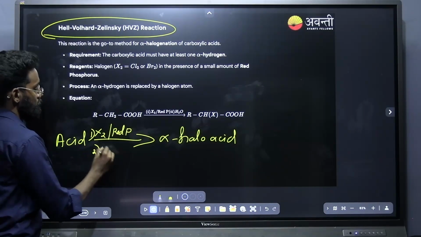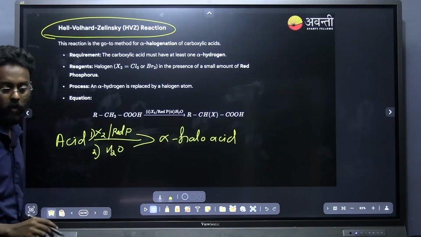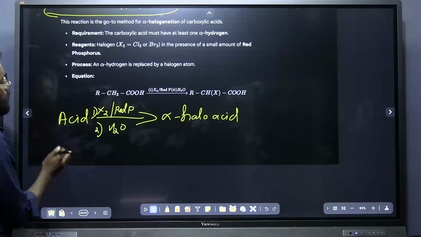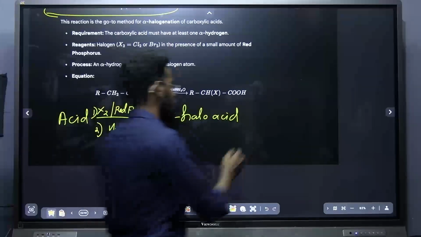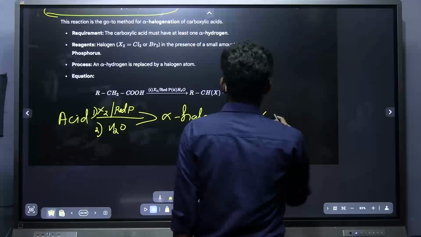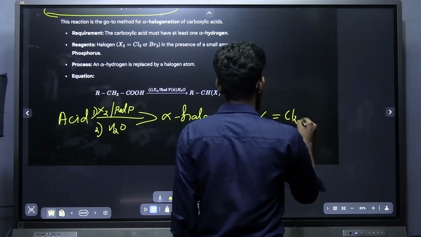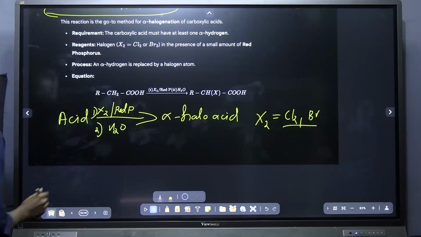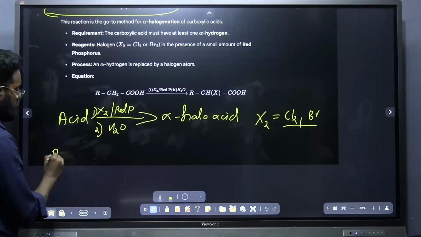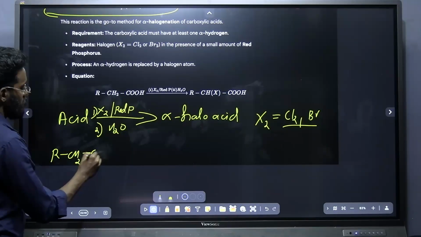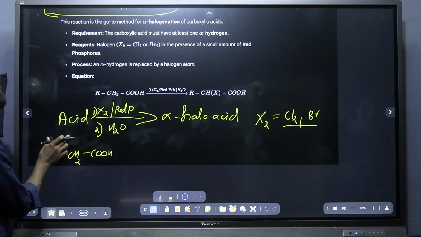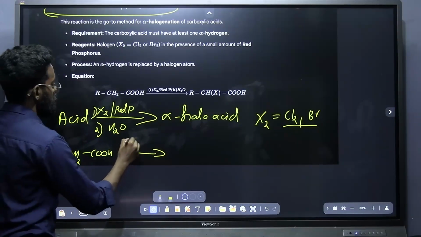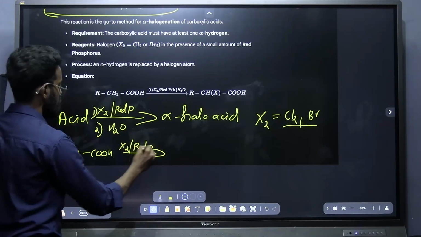Then the second one, we will be adding water. These are the reagents. Now which halogen can I use? Cl2 or Br2. These are the two halogens that will do the particular reaction. And I am taking acid CH3CH2COOH. First treating with X2, red phosphorus, and then adding water.